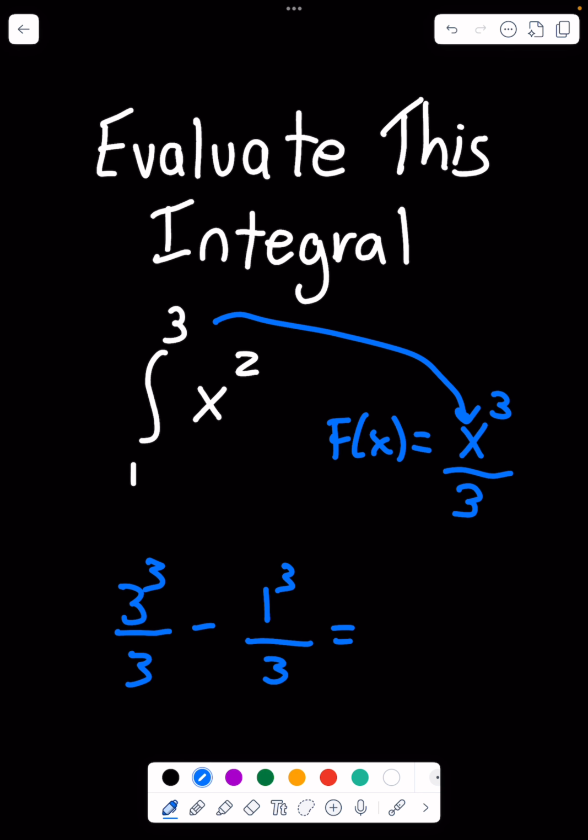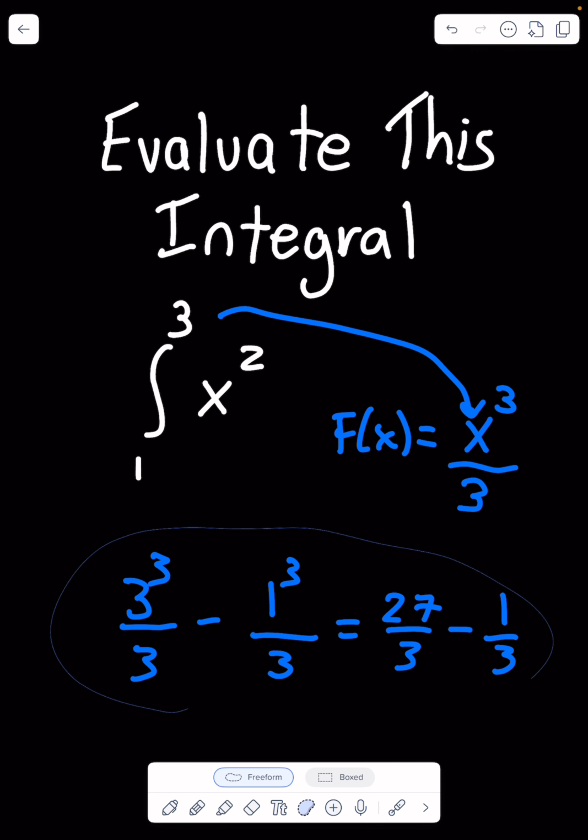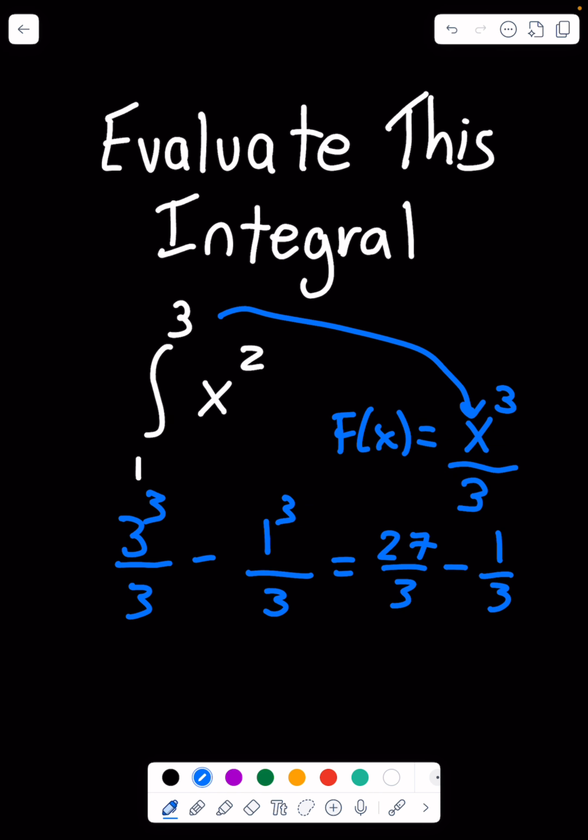3 times 3, 9 times 3, 27. 27 thirds minus 1 third. So our final answer here would be 26 thirds for this integral. So that's the area under x squared between the x-axis and the x values 1 and 3.